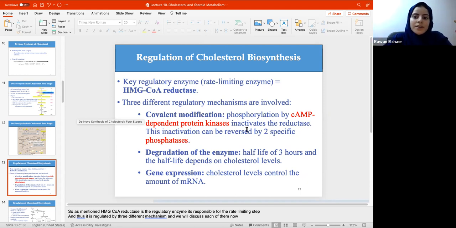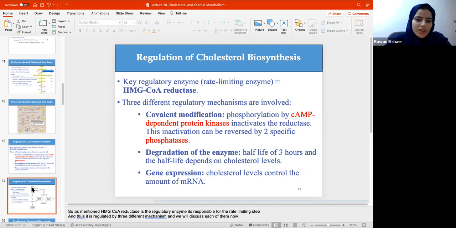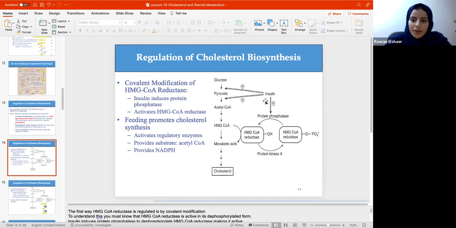Okay. So for HMG-CoA reductase, it's active when it's dephosphorylated. Okay, and we'll talk about it. Let's just go straight to the slide. Yeah, this one, HMG-CoA reductase. As you can see, this is the inactive form, and this is the active form. In order for the inactive form to be activated, it needs protein phosphatase. And when I said kinases, they cause phosphorylation.